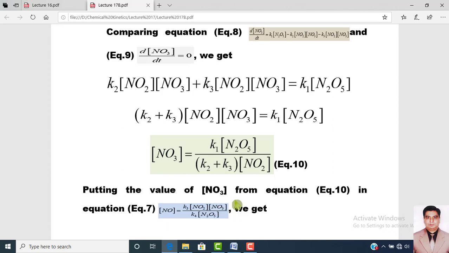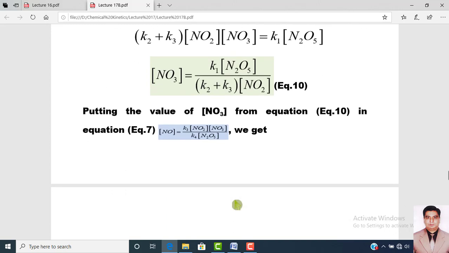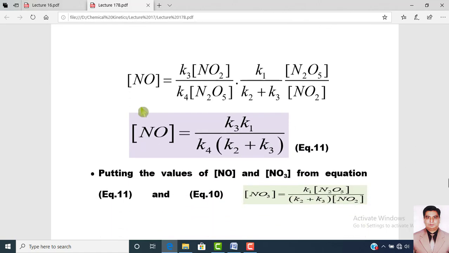So by putting the value of NO3 in equation number 7, we got this value that NO is equal to K3 into NO2 divided by K4 N2O5 into K1 over K2 plus K3 into N2O5 over NO2. Dear students, if you look at this equation, you can see what terms can be cancelled.